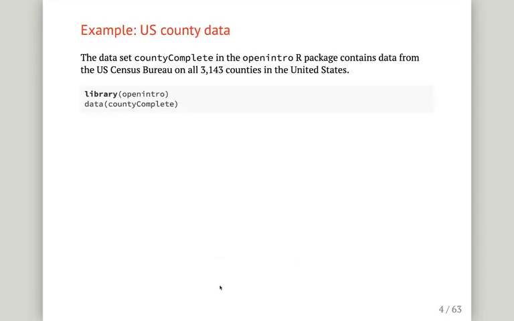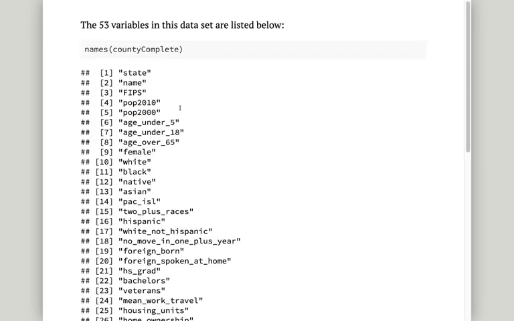All right, let's get started. So our example data set is going to come from the U.S. County Complete data set. So this data set lives in an R package called Open Intro. It's the package that goes along with our textbook. And it contains some information recorded for 3,143 counties in the U.S. So I'll load the Open Intro library to access this data, and then I'll use a function called data to import this data into R.